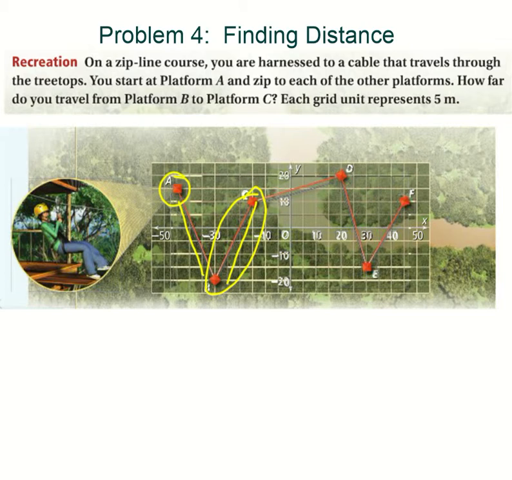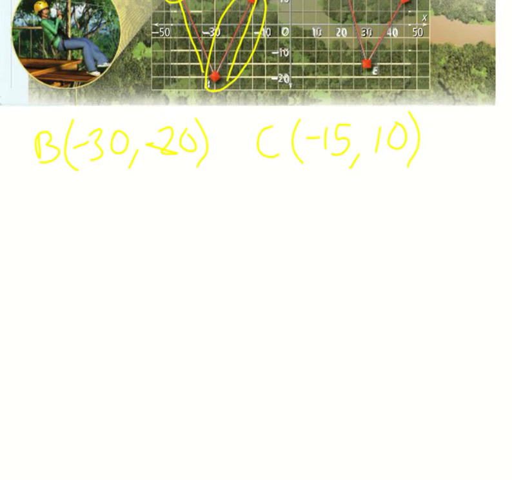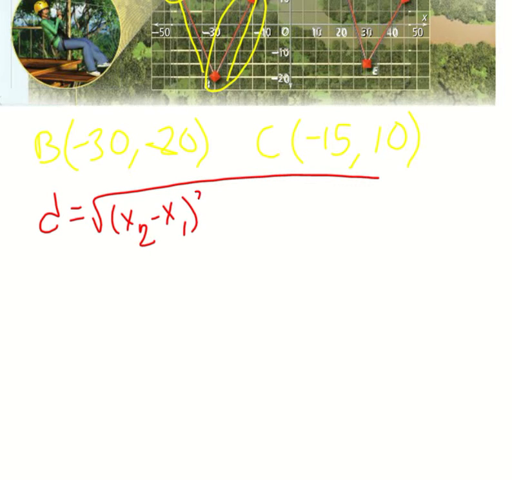So first we got to know what those ordered pairs are. B looks like it's at an x of -30 and a y of -20. And C has an x of, each grid is 5, so that will be -15, 10. Okay, and so now we're going to use our distance formula to find those. So we know that distance equals the square root of x2 minus x1 squared plus y2 minus y1 squared.